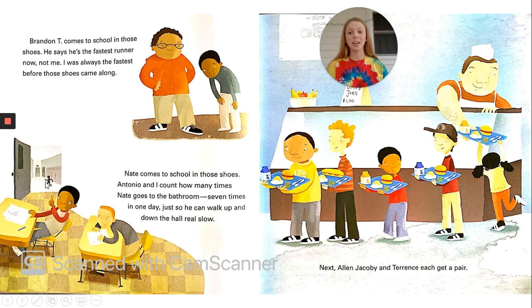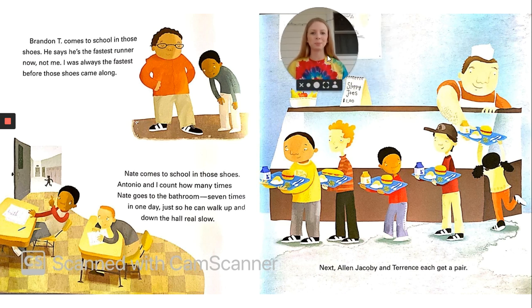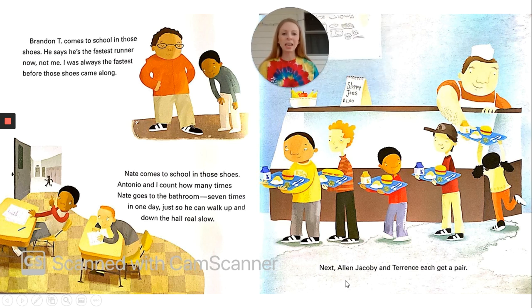So their friend Nate just likes to show off his shoes by leaving class and walking up and down the halls. Next, Alan Jacoby and Terrence each get a pair. So now all the boys at school are getting the same shoes. Also, some of the girls are too. Anyone can wear those shoes.